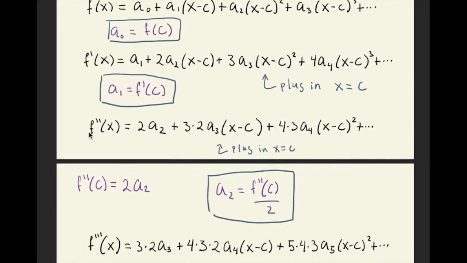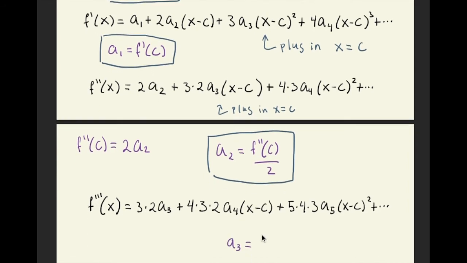What about the third? Take another derivative, f prime prime prime of x. This term goes to 0. Taking a derivative of this term, you get the 3 times a3. Taking a derivative of this term, you get 4 times 3, the 2 comes down, 2a4, times x minus c. The next term is 5 times 4 times 3, a5, times x minus c squared.